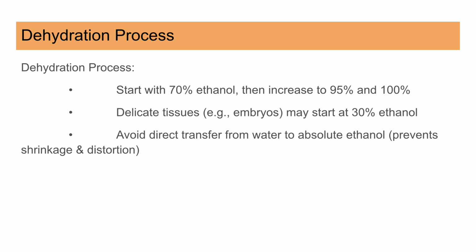The dehydration process can start with 70% ethanol, then increase to 95% and 100%. Delicate tissues such as embryos may start at 30% ethanol. Avoid direct transfer from water to absolute ethanol to prevent shrinkage and distortion of tissues.